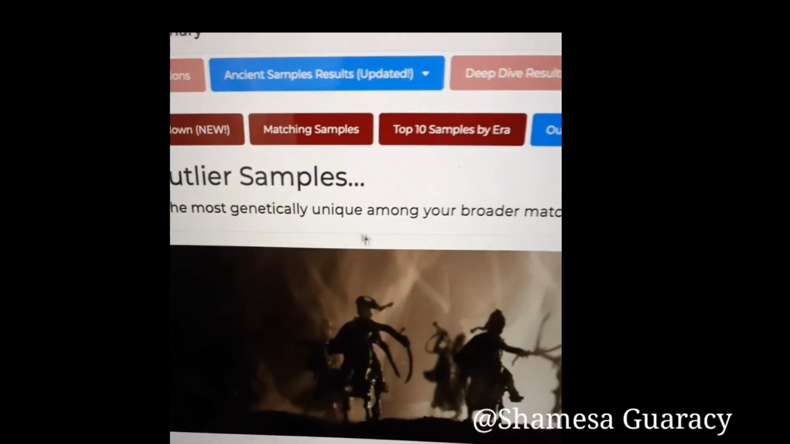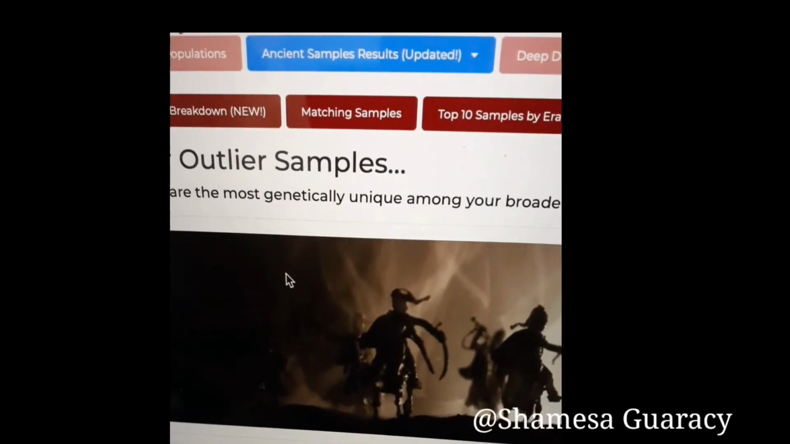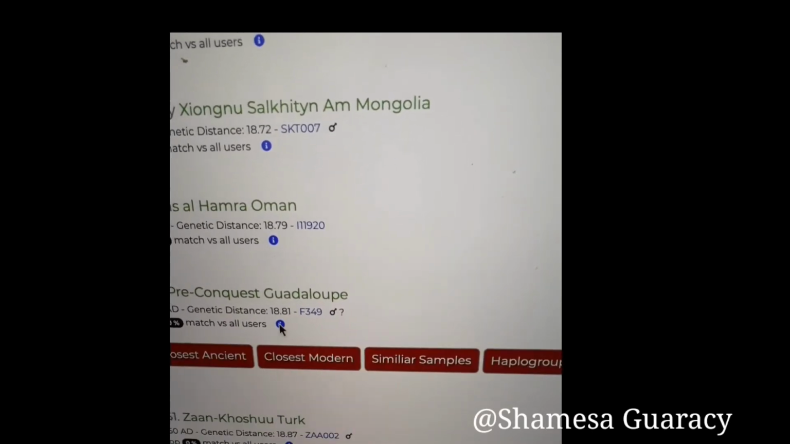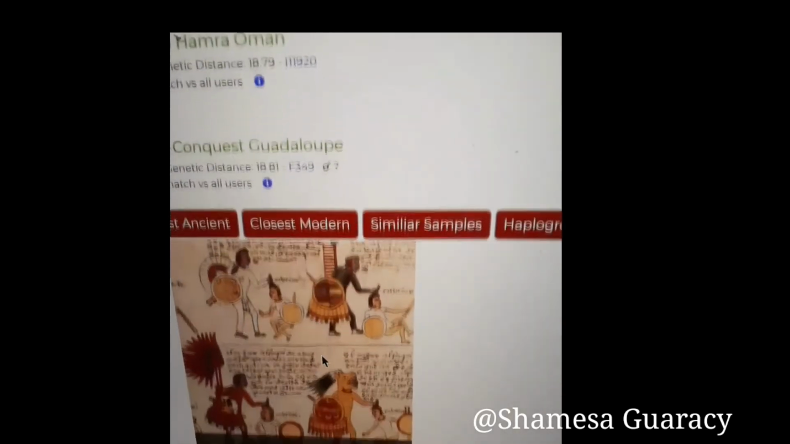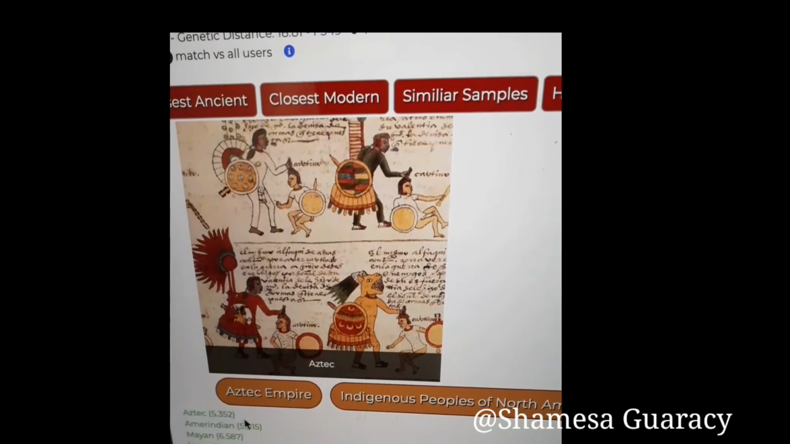These are the most genetically unique among your broader matching samples. So these are the ones that stand out. They're not within the pattern or whatever. Look here. Pre-conquest Guadalupe, genetic distance 18. Pre-conquest Guadalupe. And click on this. Closest ancient, Aztec Empire. Aztec, so 5.